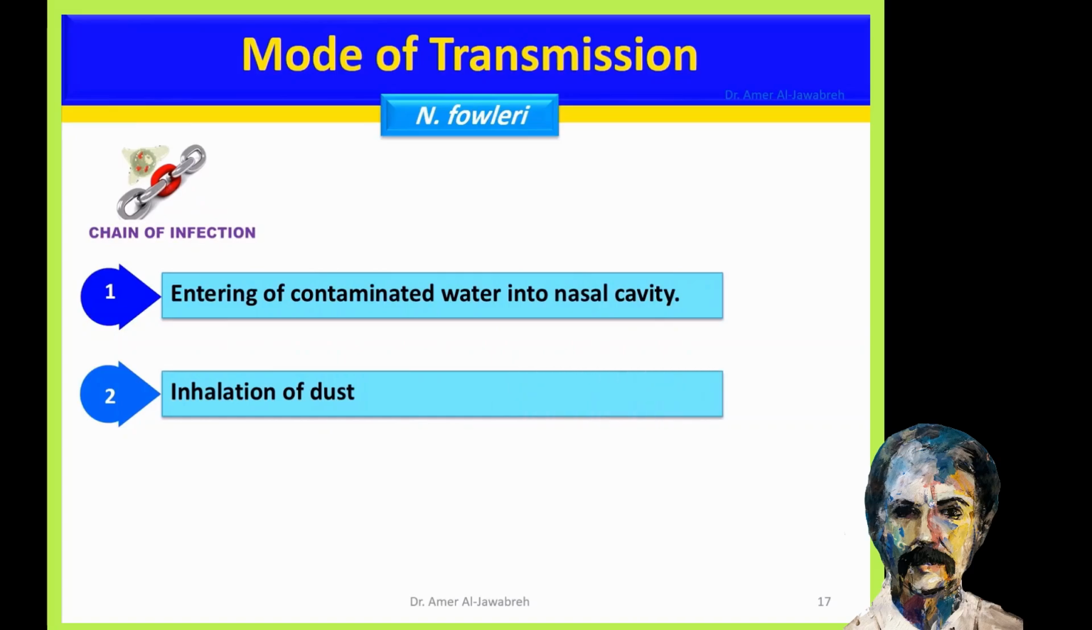Chain of infection, which we call mode of transmission: entering of contaminated water inside your nose while you are swimming, and inhalation of dust. These are the two modes of transmission, and the first one is the most encountered. The second one, inhalation of dust, is less certain because of the lack of real knowledge about this parasite.